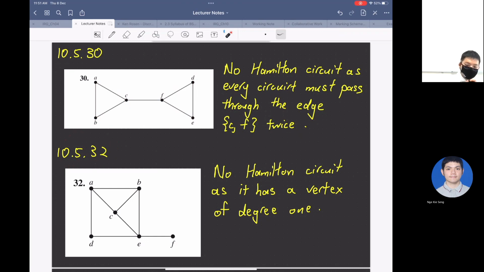10.5.32, there's no Hamilton circuit because there's a vertex of degree 1. This one we also discussed last time. If you want to do the circuit, you must pass this edge twice. That means you need to pass E twice.